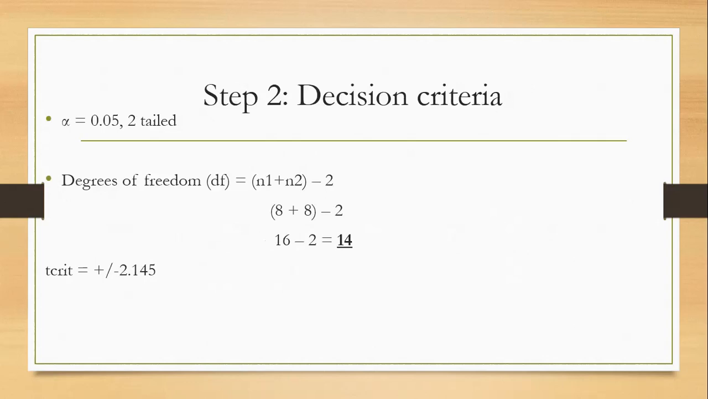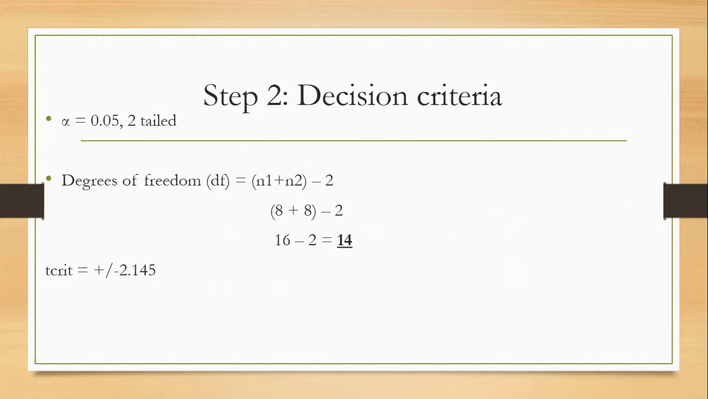The degrees of freedom for the independent samples t-test is found by adding the number of participants or subjects in group 1 plus number of participants in group 2 minus 2. So group 1 is with 8 participants, group 2 is with 8 participants, that is 8 plus 8, which gives us 16 minus 2, and that is 14. So our degrees of freedom, or DF, is 14.